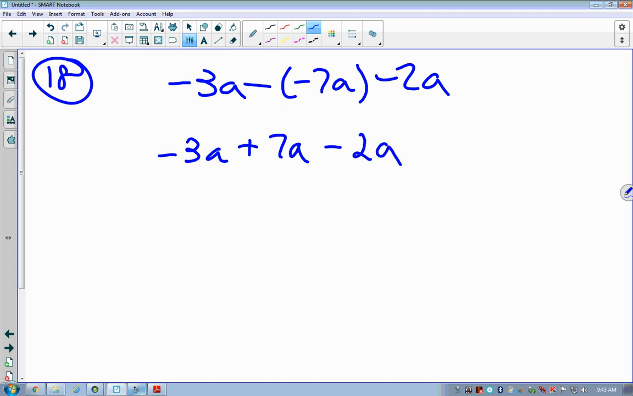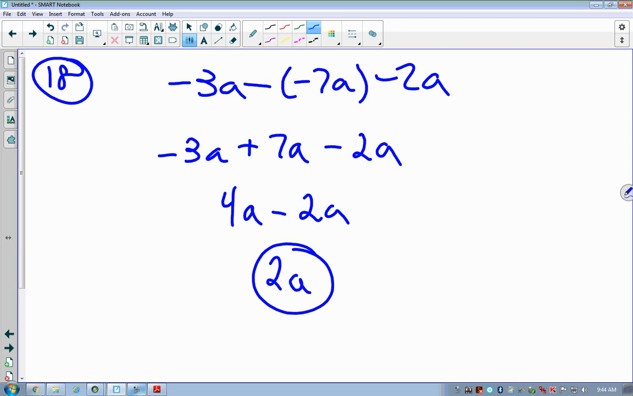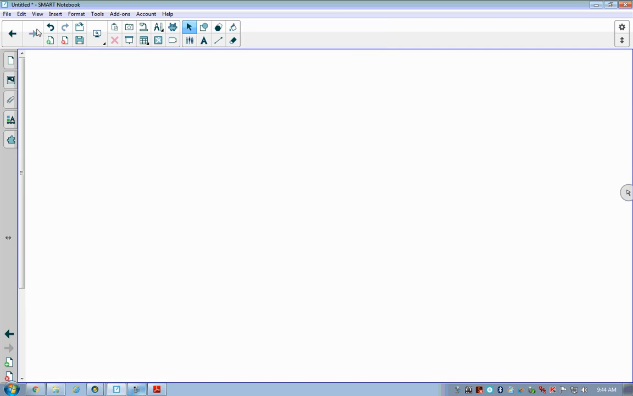Now, from order of operations, what do I need to get first? Negative 3 plus 7. What is that? 4a. Minus 2a. What do I get? 2a is my answer. Easy, right? Let's see, 19.